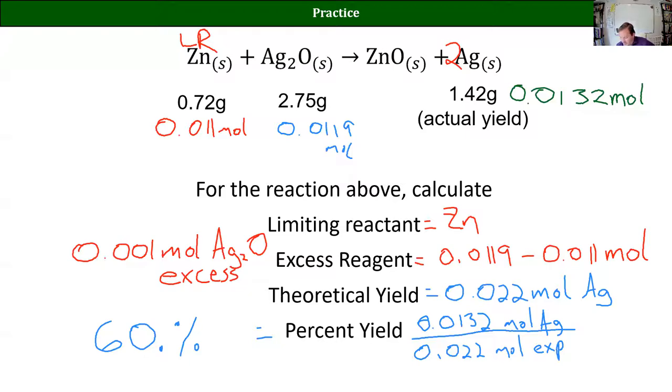So that made figuring out the limiting reactant pretty easy. We have less zinc, so that's our limiting reactant. And we can use that to figure out our excess reactant. If we use up all of our zinc, we use up 0.011 moles of silver oxide. So we do the subtraction and then round to the right decimal place, and we get 0.001 moles of silver oxide in excess.